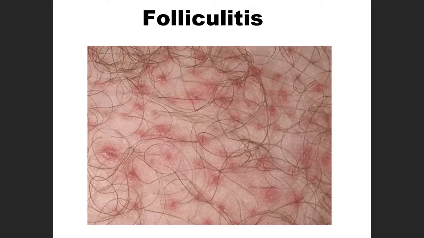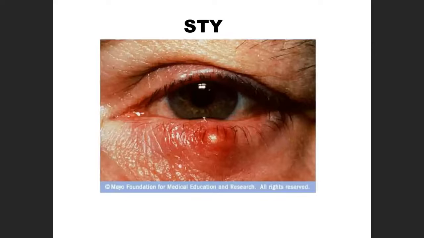So let me show you what each one of these looks like. So in this person's skin, right around here, in each one of these red areas around a hair follicle, this is a folliculitis. If it happens on an eyelash on an eyelid, we call it a stye.